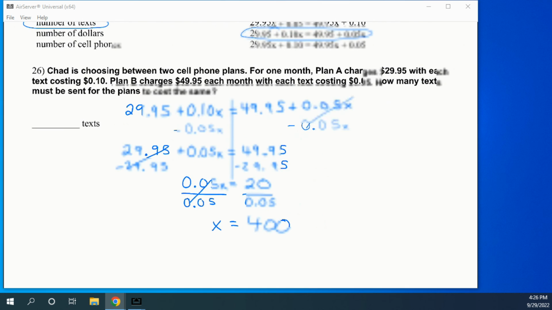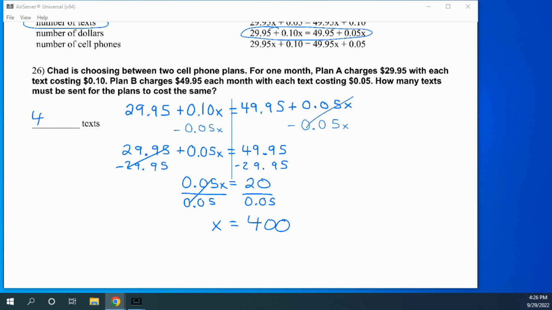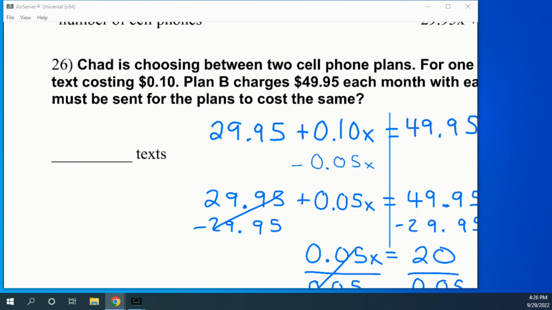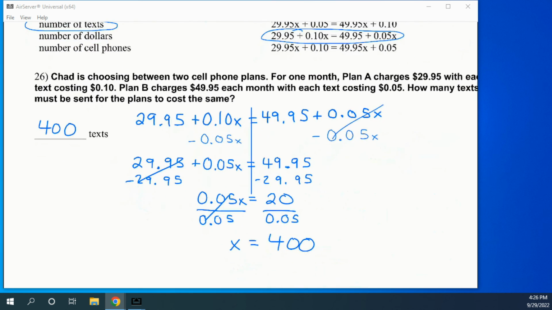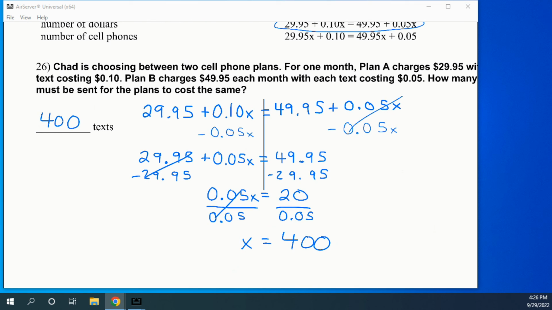Kind of large, that's okay. So what we just found out was, if Chad sends 400 texts, both of the plans are going to cost the same. Before 400 texts, one is going to be less expensive. After 400 texts, one of them is going to be less expensive. But at 400 texts, it does not matter which plan he chooses. So that is the solution. And that is the end of this video.